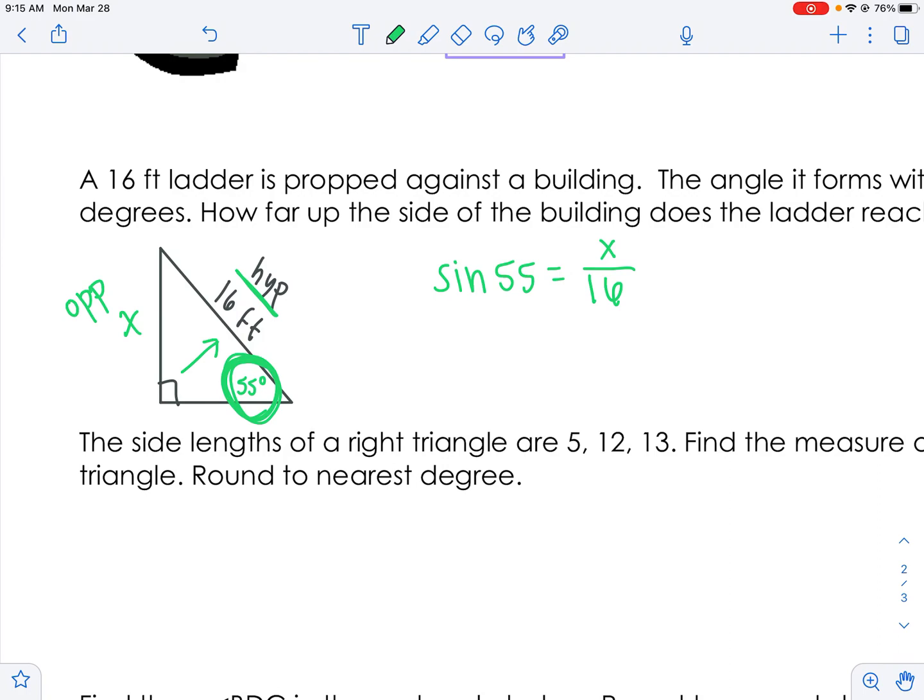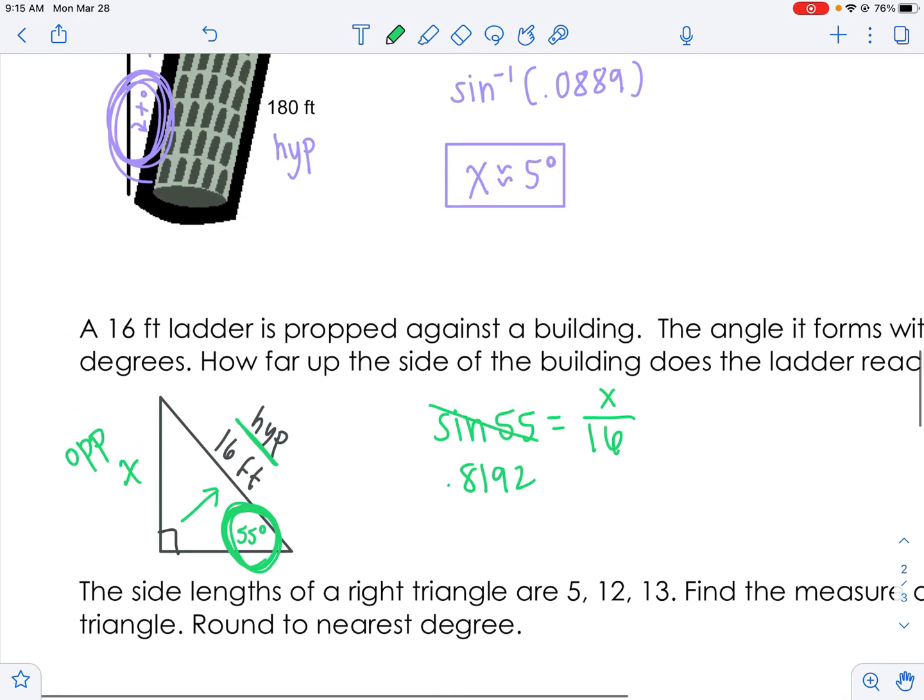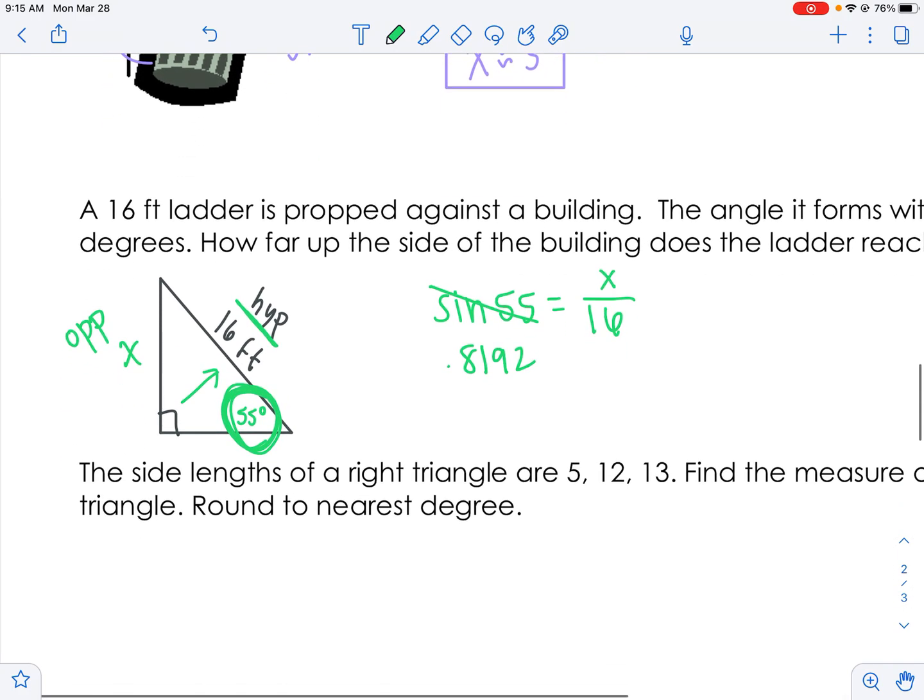Okay, remember, when x is up high, we multiply. When x is down low, we switch and divide. Now, sine of 55, I'm going to go to my chart and look for sine of 55. If you do it correctly, it's 0.8192. And because x is up high, I'm going to multiply those two numbers together.